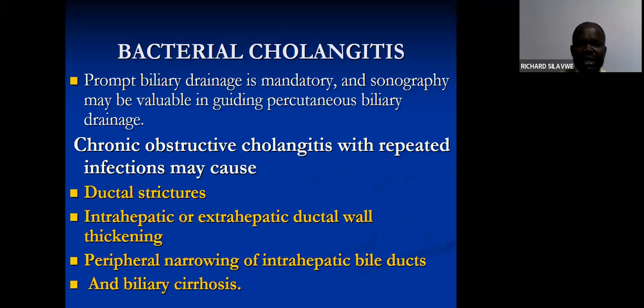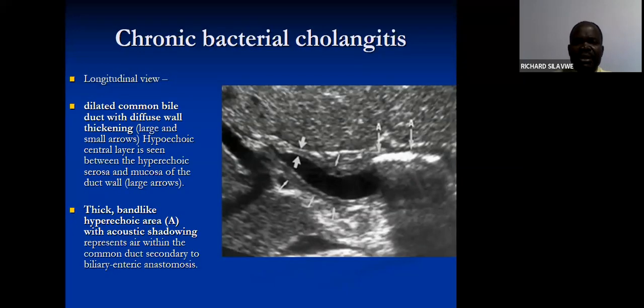So chronic obstructive cholangitis with repeated infections may cause ductal strictures, intrahepatic or extrahepatic ductal wall thickening, peripheral narrowing of intrahepatic bile duct, and biliary cirrhosis. I'm just showing you a sonogram here where the walls of the duct are thickened. The duct is here, it is dilated, and also we have thick walls.